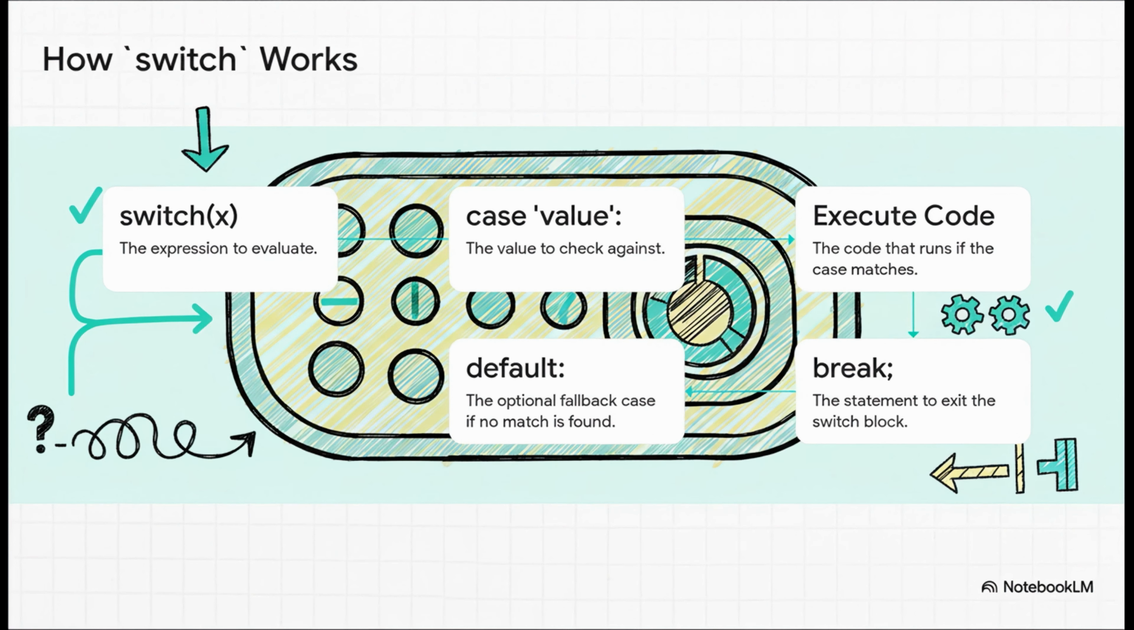So how's it work? Well, it's got a few key ingredients. First up, you have the switch keyword, and in parentheses, you put the thing you're testing. Then you have one or more case blocks. Each case is a potential value you're checking for. If you get a match, the code for that case runs until it hits a break. And that break is super important. It tells the code to stop and exit the entire switch block. And if nothing matches at all, the optional default case swoops in as a fallback.